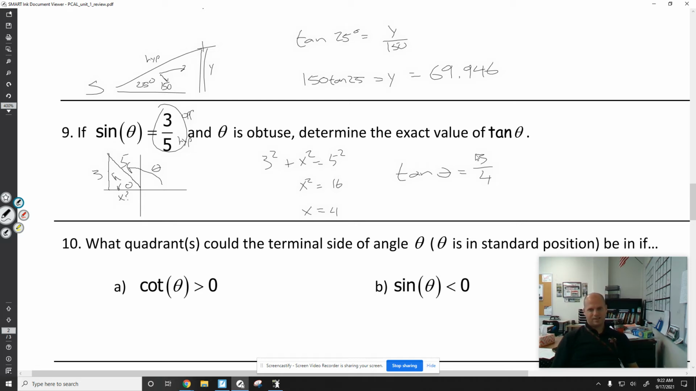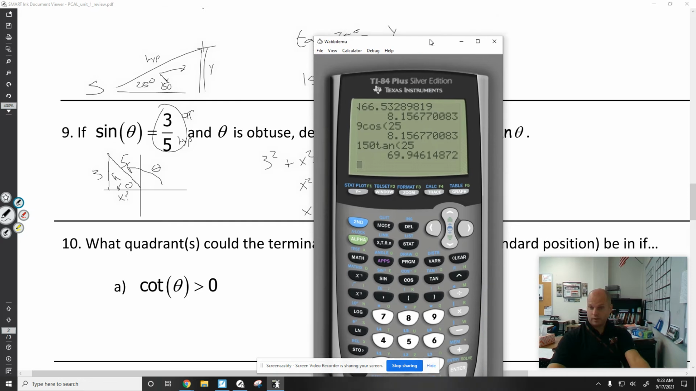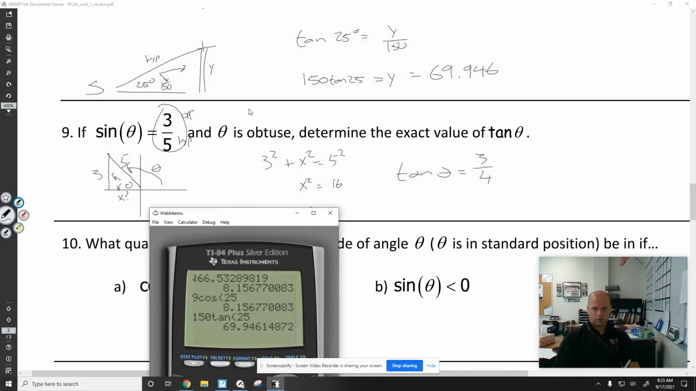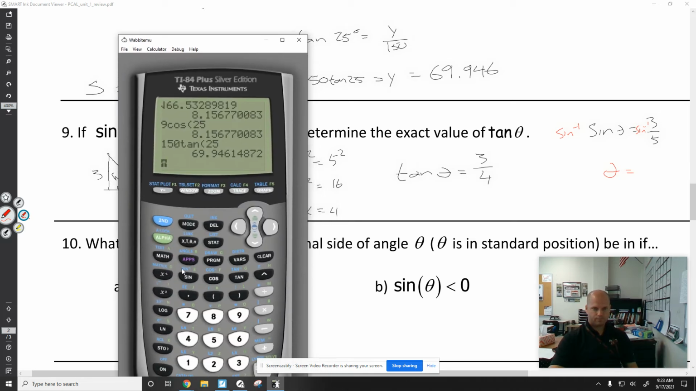Watch how I can find this answer in a different way. Let's say you have your calculator. I don't know if you have your calculator or not for this question. But watch how I can find the angle measurement, theta, in degrees. I can take the sine inverse of both sides and find what theta is. So let's take the sine inverse of 3/5.